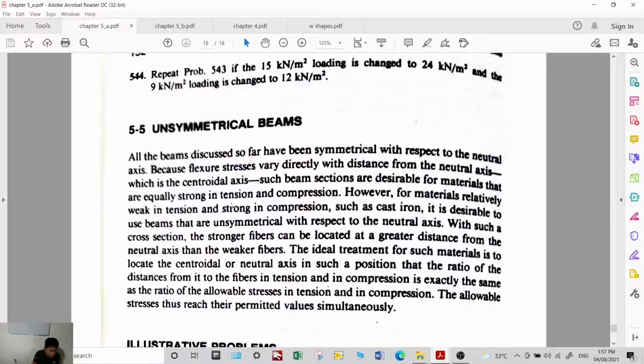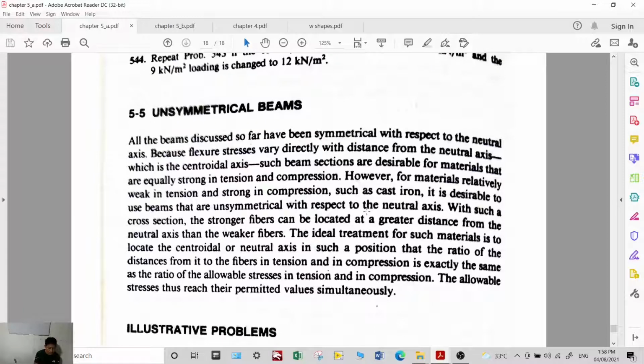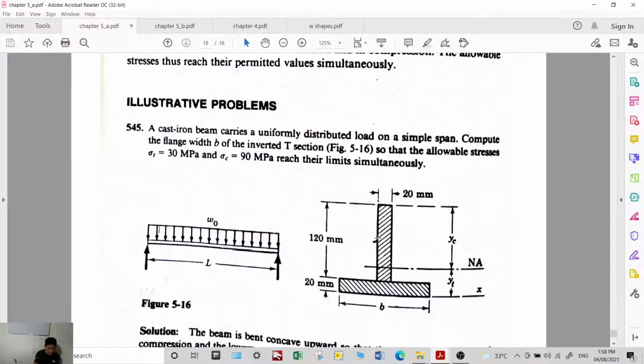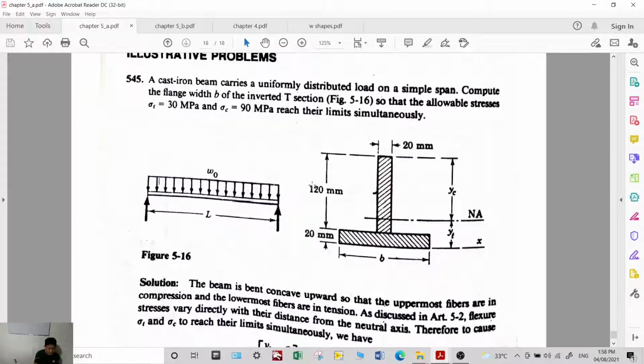Okay, let's proceed with unsymmetrical beams. The beams that we have discussed so far are usually rectangular, symmetrical with respect to the neutral axis. Because flexure stress varies directly with distance from the neutral axis, such beam sections are desirable for materials that are equally strong in tension and compression. So, naa mga materials nga dili symmetrical, sample this one. Dili man siya symmetric with the neutral axis.